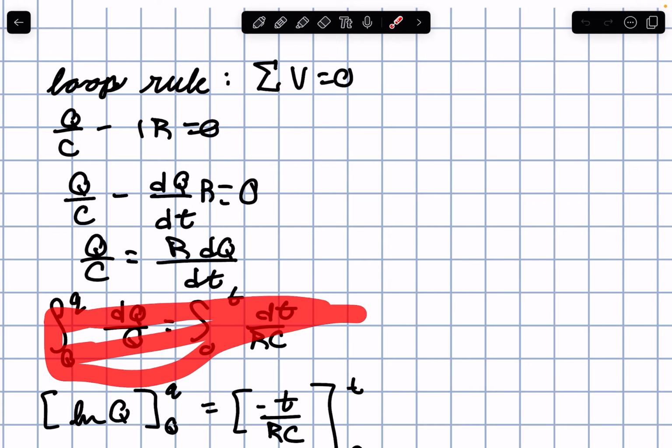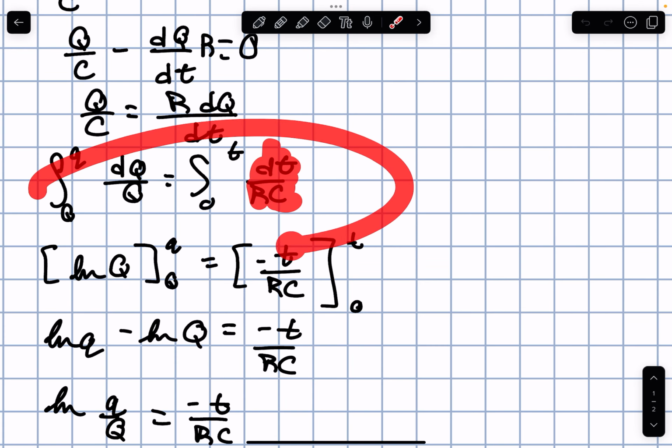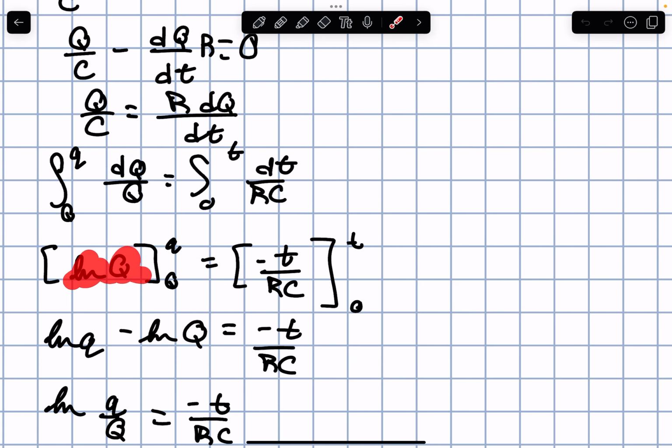Integrals, my favorite. So our bounds are going to be from Q to the small q, and then dq over q equals the integral from 0 to time, whatever the time is, dt over RC. We take the integral of this, and it's going to turn into the natural log of q, and this here is just going to turn into negative t over RC, from 0 to t.